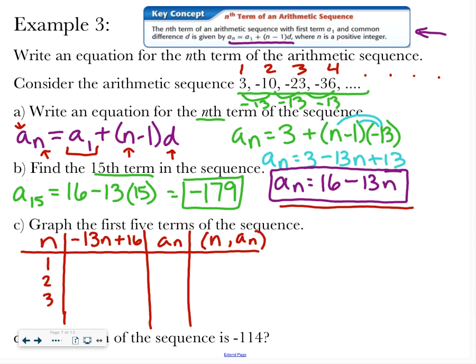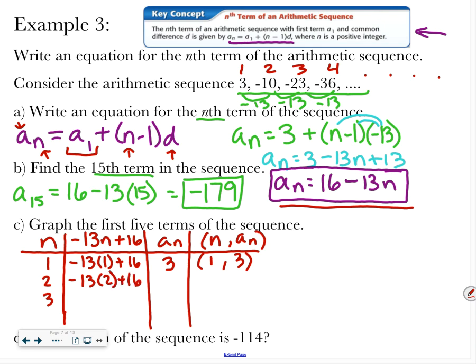Okay, so I plug 1 in for n, and then if I plug 1 in, I get negative 13 times 1, which is negative 13 plus 16 gives me 3. So I'm going to plot a point at my n value was 1, my a sub n value was 3. So I go onto a graph and I plot a dot at 1, 3. I do the same thing with the 2. I plug a 2 in.